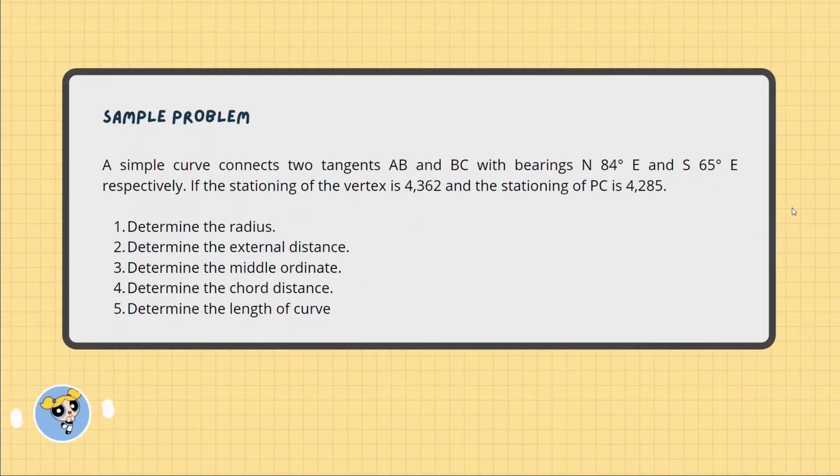Now that we already know the formulas, let's try to solve one problem. A simple curve connects two tangents AB and BC with bearings 84 degrees northeast and 65 degrees southeast respectively. If the stationing of the vertex is 4 plus 362 and the stationing of BC is 4 plus 285, determine the radius, the external distance, the middle ordinate, the chord distance, and the length of curve.